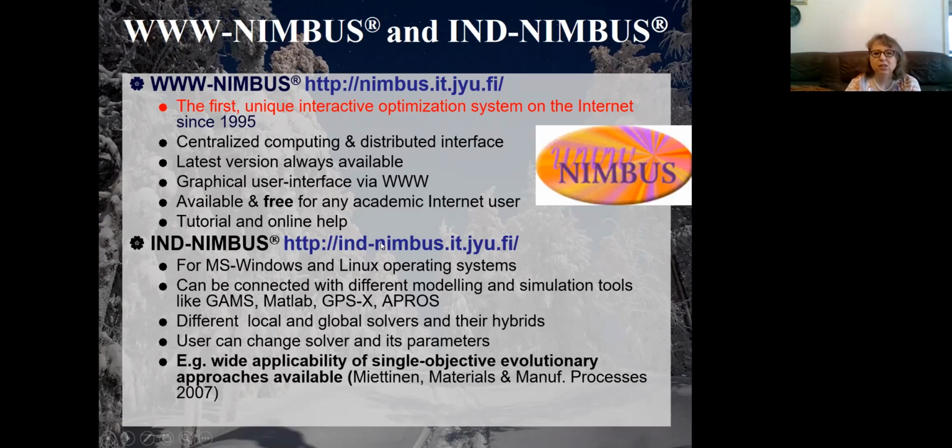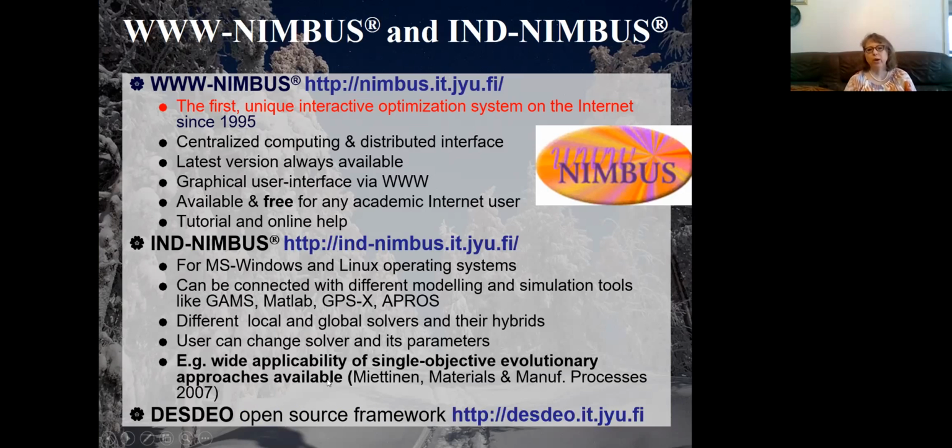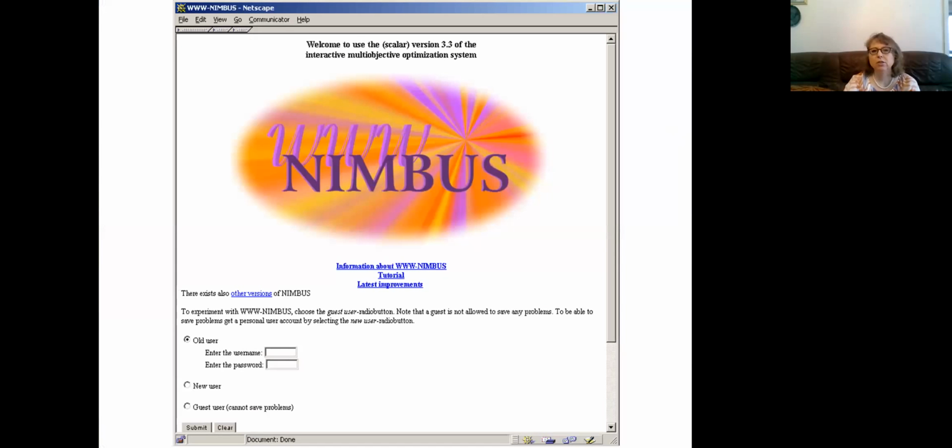And we had different options there. IND-NIMBUS still exists, but we have shifted our interest to developing an open source software framework, DESDEO, which also contains Nimbus methods, but also other interactive methods, and it is under construction. So more features are being introduced there. And here is the homepage of WWW-NIMBUS. As said, it is still available and one can visit it as a guest without signing in, so one can easily get to see what is available.